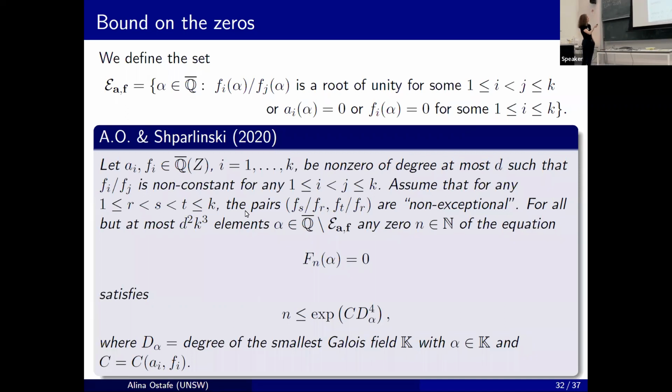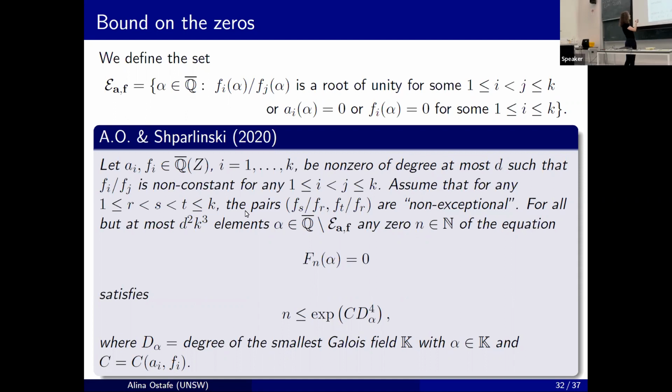So the result is the following: let AI, Fi be rational functions, non-zero, of degree at most d, such that these ratios are non-constant. Now assume that for any such pair of ratios of our functions, Fi is non-exceptional. Here non-exceptional means it's not defined by Blaschke products, because I will make a connection to looking at unimodular points on curves. So we need a condition from Pakovic and Sparlinski.